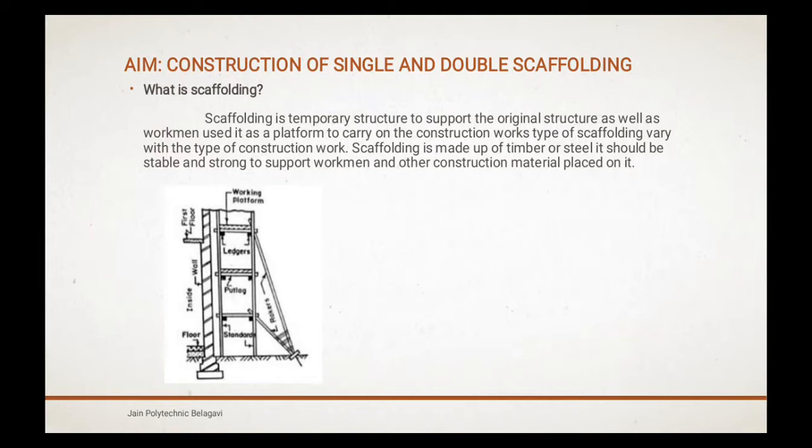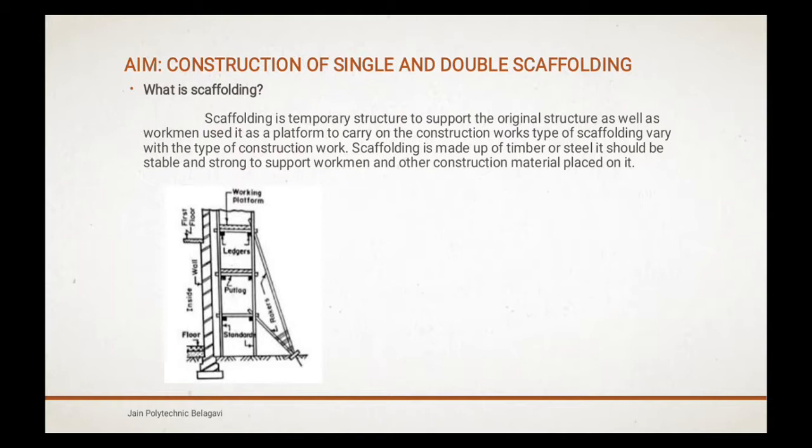Scaffolding is a temporary structure to support the original structure, and workmen use it as a platform to carry on the construction works. Types of scaffolding vary with the types of construction work. Scaffolding is made up of timber or steel. It should be stable and strong to support workmen and other construction material placed on it.